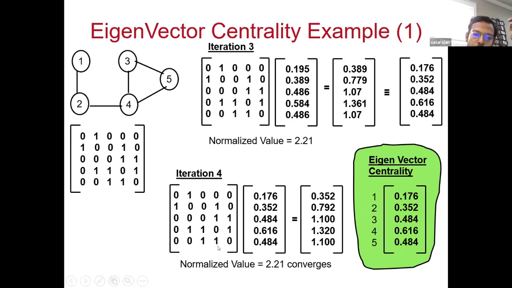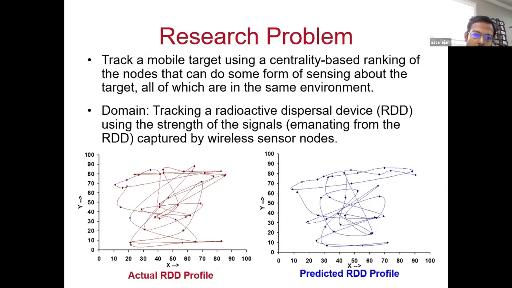And as I said, we could compute the eigenvector centrality even for weighted graphs. And the entries in the adjacency matrix will then correspond to the weights of the edges in the graph. And that's what we'll actually be doing in this research too. So at that time, we'll look at a weighted graph. So let us now move on to the problem that we are analyzing here.